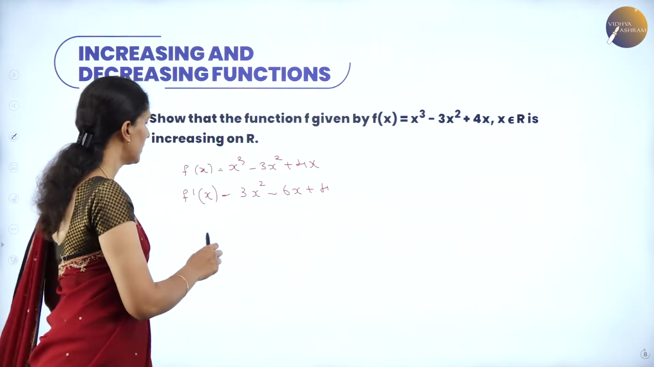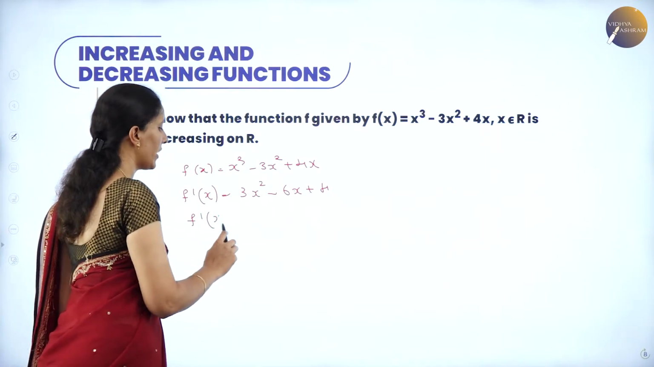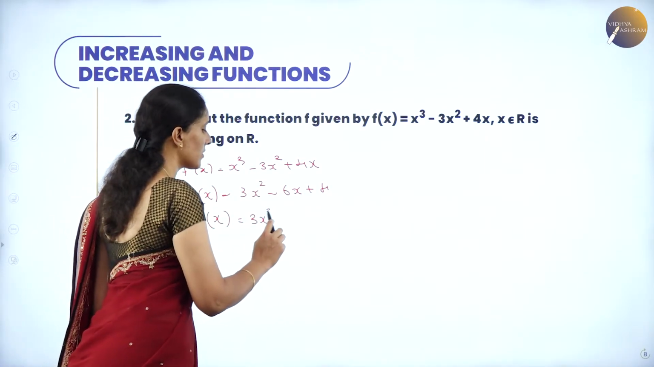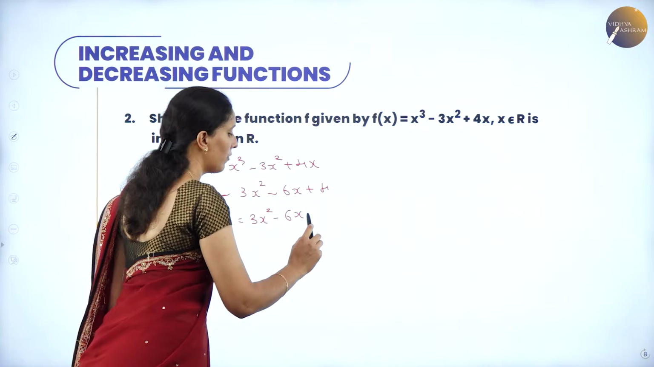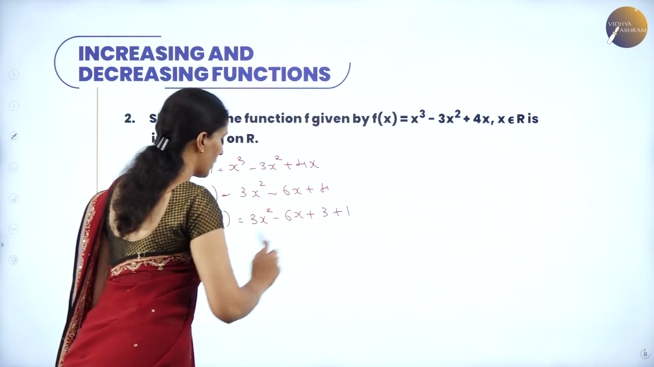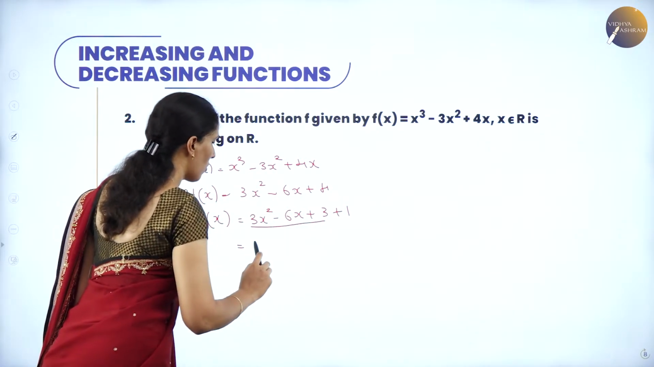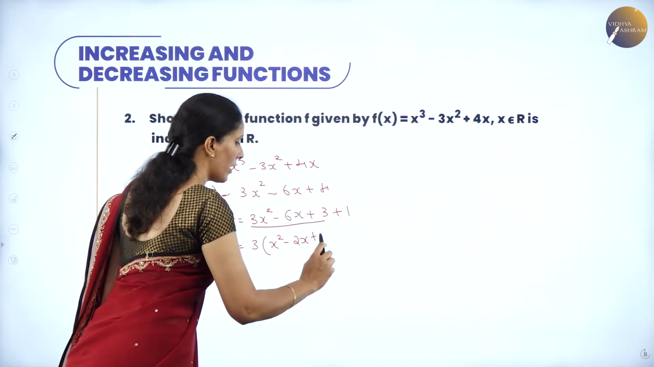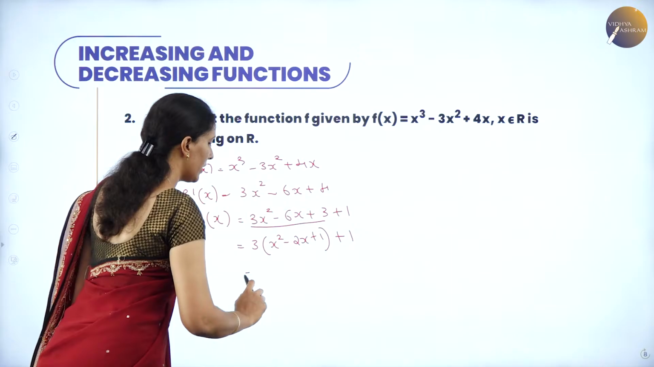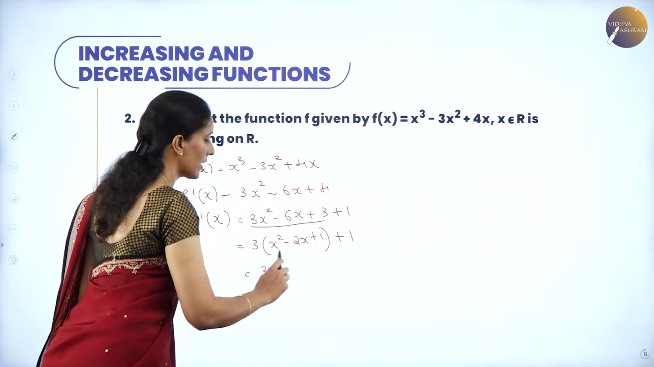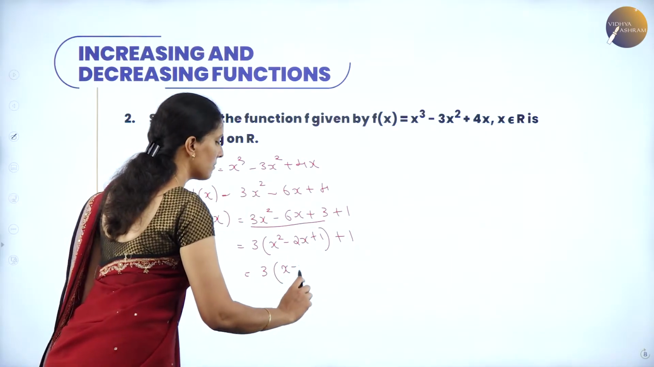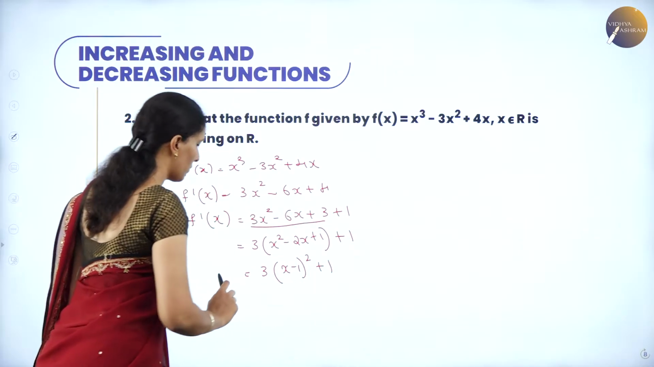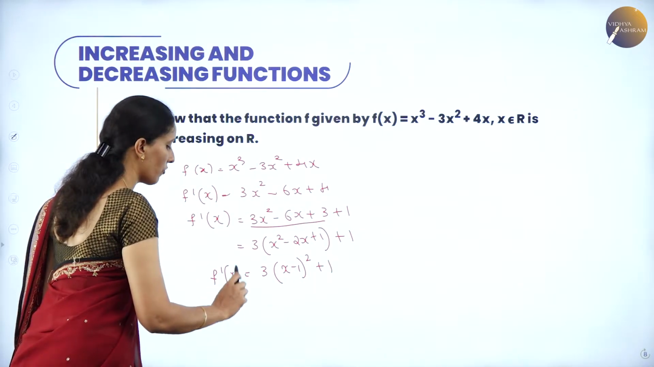So next here I'll take f dash of x is equal to 3x square minus 6x. I'll write 4 as 3 plus 1. So here I'll take 3 as a common factor. It becomes x square minus 2x plus 1 plus 1. So here it is 3 into, so this can be taken in the form of x minus 1 whole square plus 1. So this is our f dash of x.